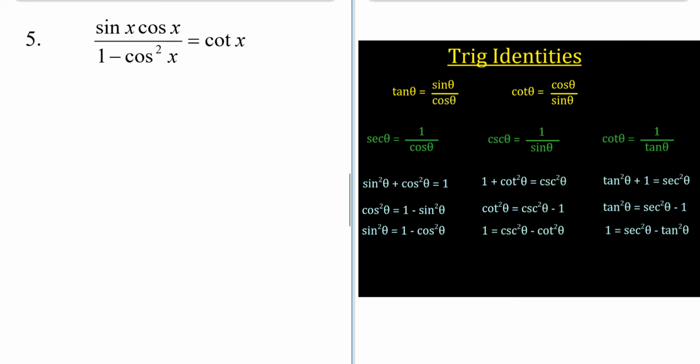All right. Well, the bottom kind of screams Pythagorean. It's got a 1 and a cosine squared. So is that anywhere over here on the right on my trig identities? It sure is. Look at that. We've got sine squared is 1 minus cosine squared. So I can change that bottom. So what I'm going to do is just write the top. I'm not going to do anything with the top right now. And then the bottom, that is sine squared.